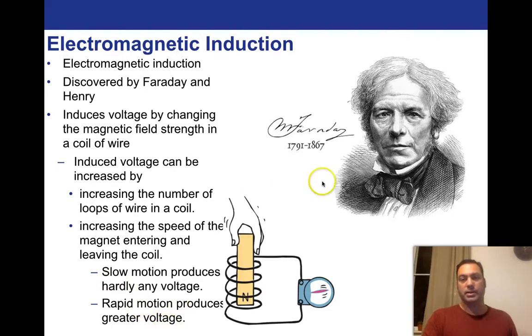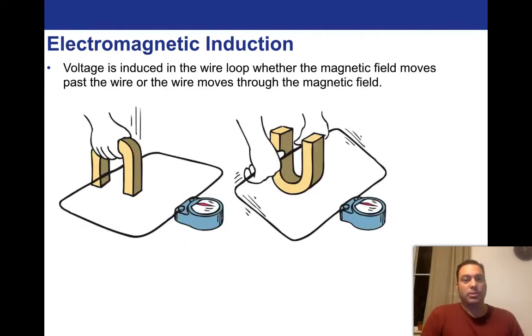All right, and this is a nice image of Professor Faraday, whose lab is still preserved for us to go and visit if you were ever to go to England. So voltage is induced in the wire loop whether the magnetic field moves past the wire or the wire moves through the magnetic field. In other words, it doesn't really matter if I take the magnet and I put it over the wire or if I put the wire around the magnet. As long as there's relative motion between the two of them, I get a voltage, right? And that's what this is indicating right here.